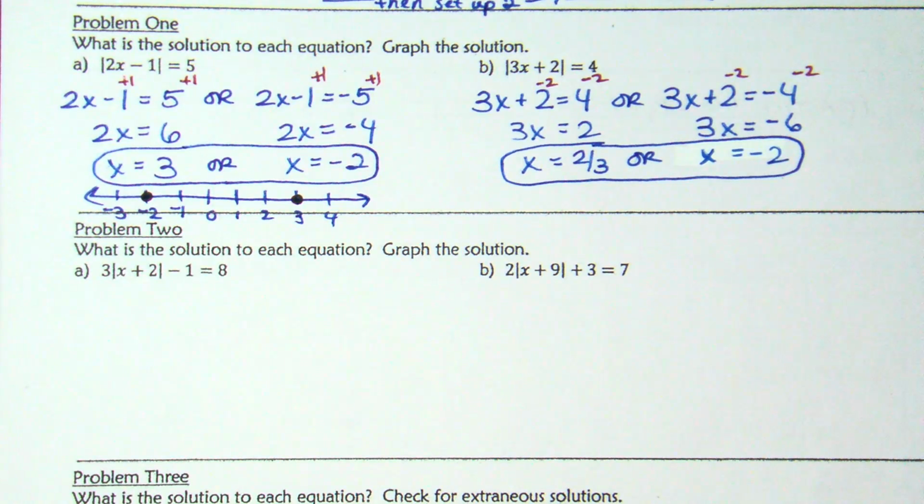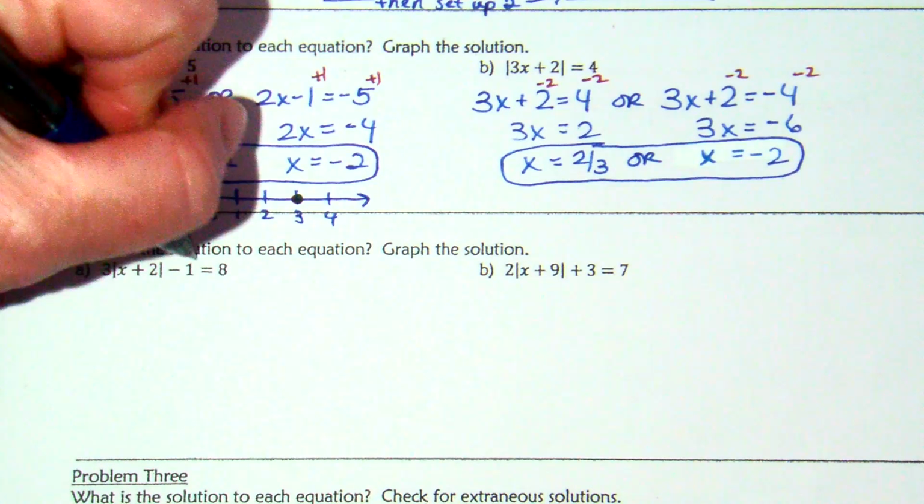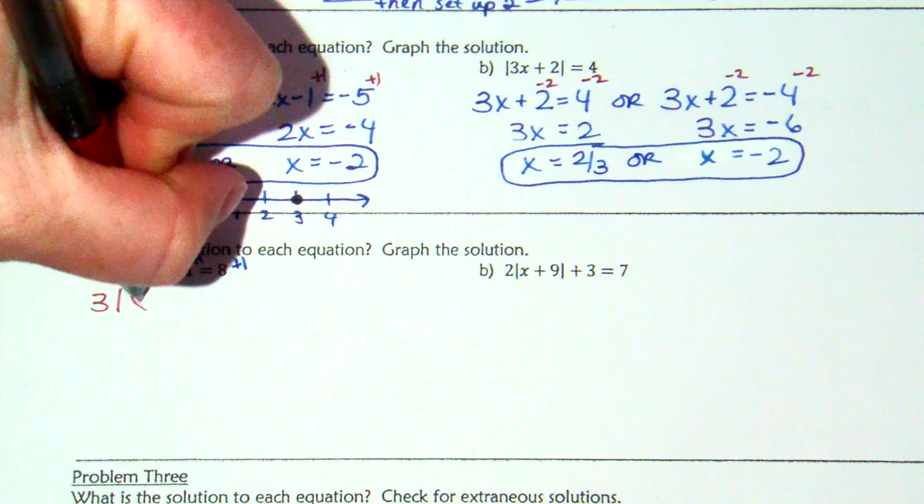Think of this like, if this is 3 times, it's times absolute value, times A. So think of this, if this was 3A minus 1 equals 8. If it was 3A minus 1, what would you move first? The minus 1. You would add 1, yes? And that's exactly what we're going to do here. So treat it just like you would an equation. So now, 3 times the absolute value of x plus 2, minus 1 plus 1 cancels, and 8 plus 1 is 9.